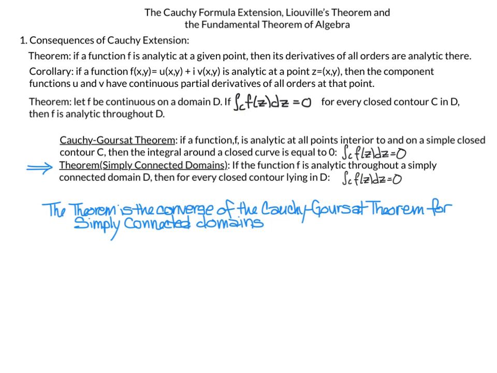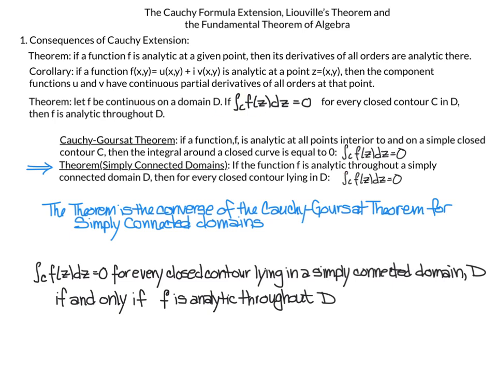So again, this theorem here that we're going to prove is the converse of the Cauchy-Goursat theorem for simply connected domains. This also means, because both the forward direction and the converse are true, that we can replace this with an if and only if. That basically equates every closed contour integral equaling 0 with f being analytic throughout a domain. So I've rewritten this here. The closed contour integral over C of f(z) dz equals 0 for every closed contour lying in a simply connected domain D if and only if f is analytic throughout D.